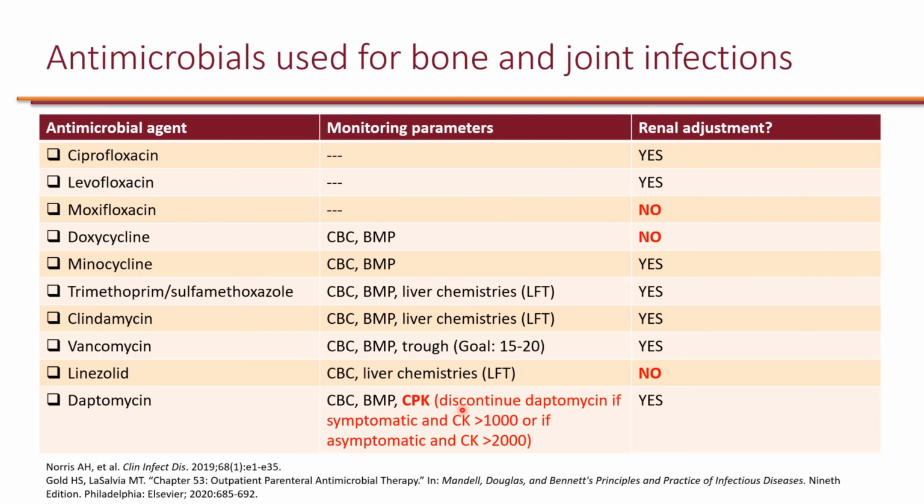And it is recommended to discontinue daptomycin in symptomatic patients with a CK of more than 1,000, or if they're asymptomatic but their CK is more than 2,000. And 2,000 would basically be equivalent of 10 times upper limit of normal, and 1,000 would be equivalent to 5 times upper limit of normal. And this is because this increase of CPK due to daptomycin can increase patients' risk of rhabdomyolysis. So these symptoms would basically be muscle ache and other symptoms of rhabdomyolysis. Now, in particular, moxifloxacin and doxycycline as well as linezolid do not need to be renally adjusted.